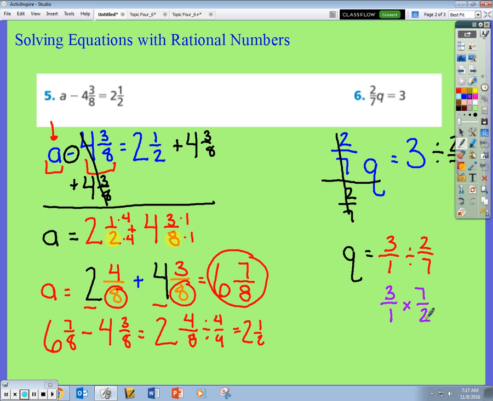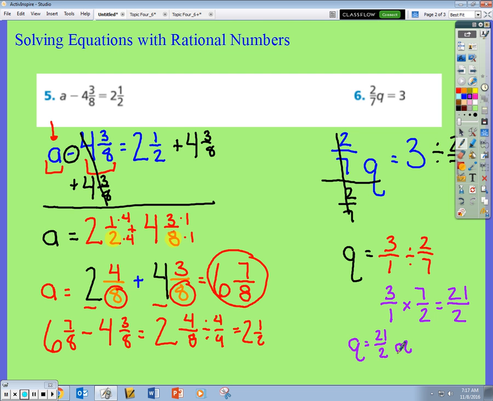3 and 2 have no common factors besides 1. 1 and 7 have no common factors besides 1. I just simply now multiply numerator times numerator, which gives me 21. 1 times 2 is 2. I can leave it like this. I can say q is equal to 21/2 because that cannot be simplified.